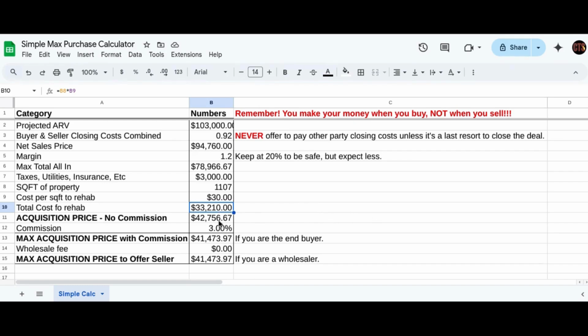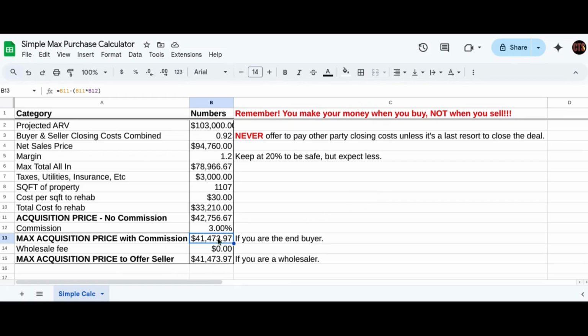So your acquisition price, no commission involved, the max you can pay is basically $43,000. However, if you've got a realtor involved, whatever that commission percentage is, we'll just put 3%, it needs to be calculated out from the purchase price. Then you have your max acquisition price with the commission if you're the end buyer. So it looks like 41,473. So that's your max.